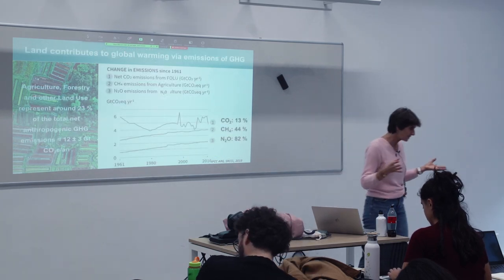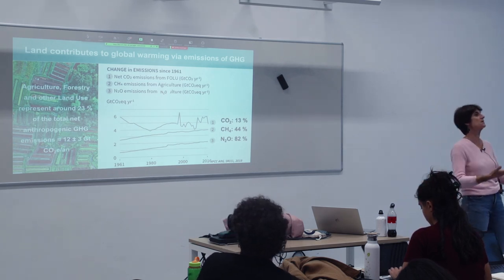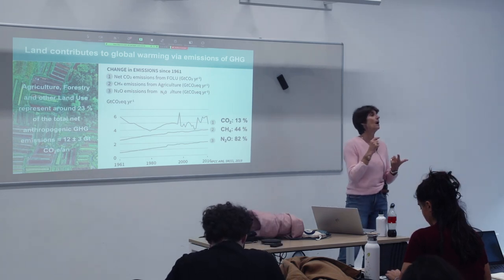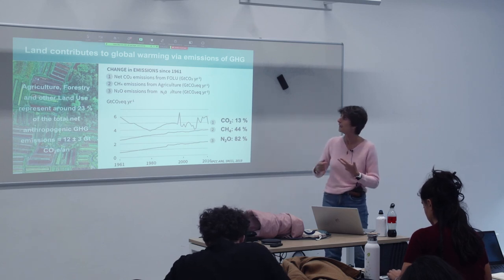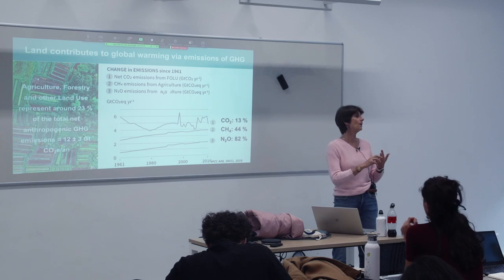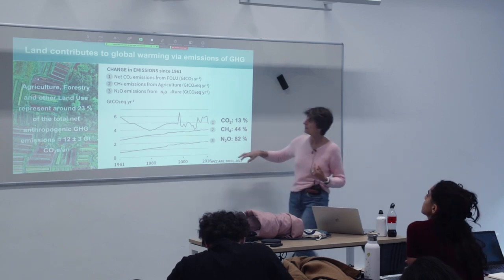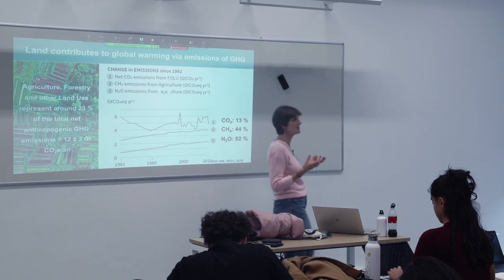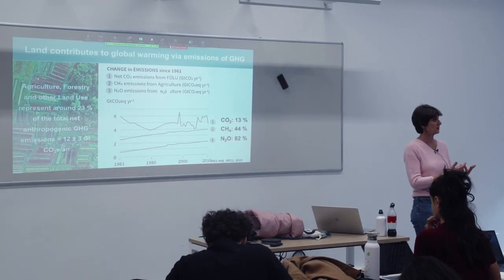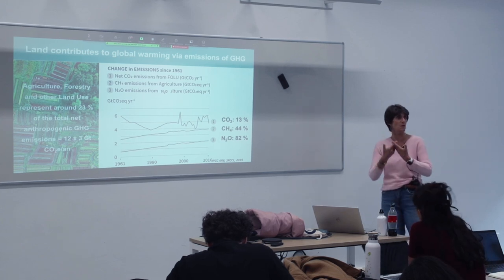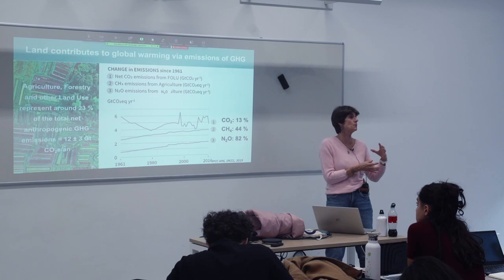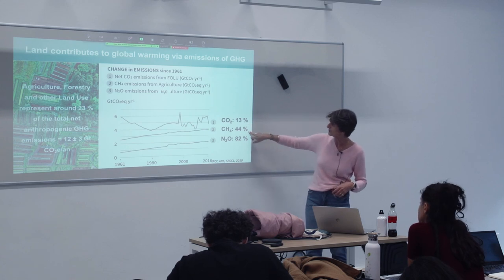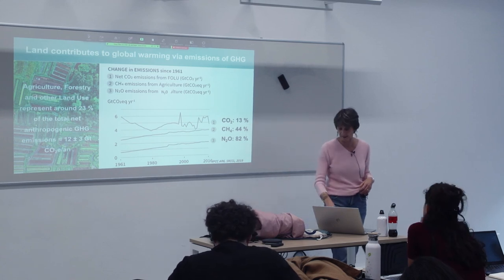So at the global scale, the land contributes to global warming. Our activities on the land contribute to global warming through agriculture, through our cut of the wood, through deforestation, through our breeding of animals, through rice cultivation, etc. And we are emitting, by our land activities, 23% of all greenhouse gases that provoke climate change. 23% come from our usage of the land. Okay, the biggest part, of course, is due to transport, energy, etc. So 13% of CO2, 44% of the CH4 emissions, and 82% of the N2O.